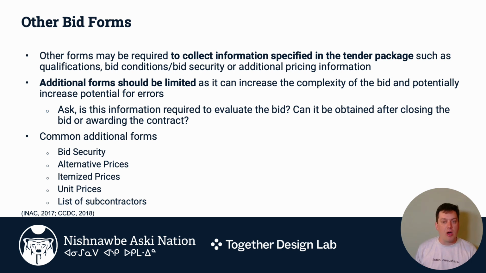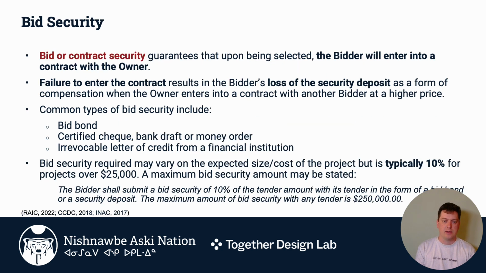That said, there are some common forms that can be requested, and they include bid security, alternative prices. We've talked about that already, when those would be relevant. Itemized prices, unit prices. Again, those are going to depend on the type of contract and bid form that you're using for a given project. Let's take just a second to talk about bid security and make sure that it's understood.